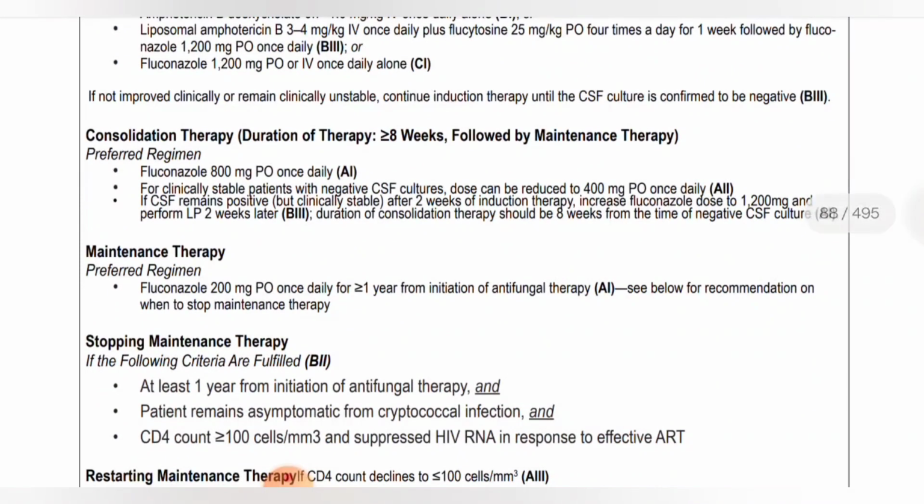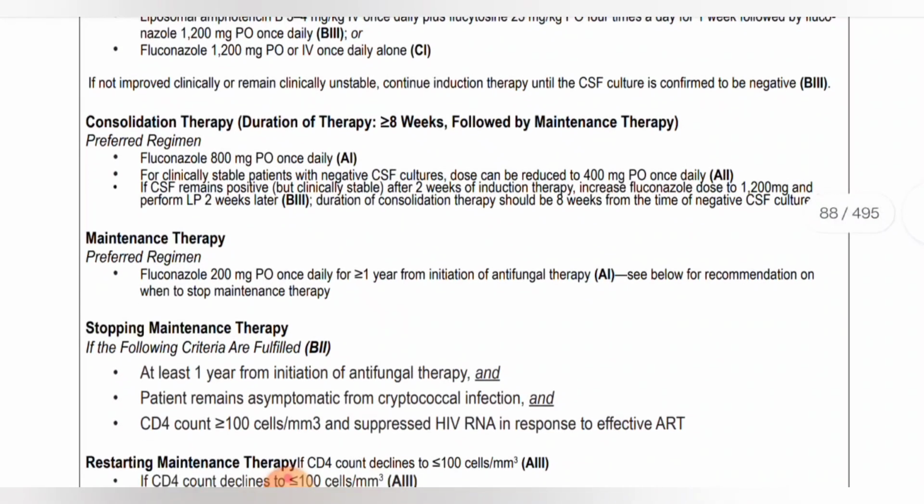For consolidation therapy, the duration of therapy is 8 weeks. The preferred agent in this phase is fluconazole 800 mg orally once a day. After the induction phase, you should send for a CSF culture. If the CSF culture is negative, you can reduce the dose to 400 mg orally daily.